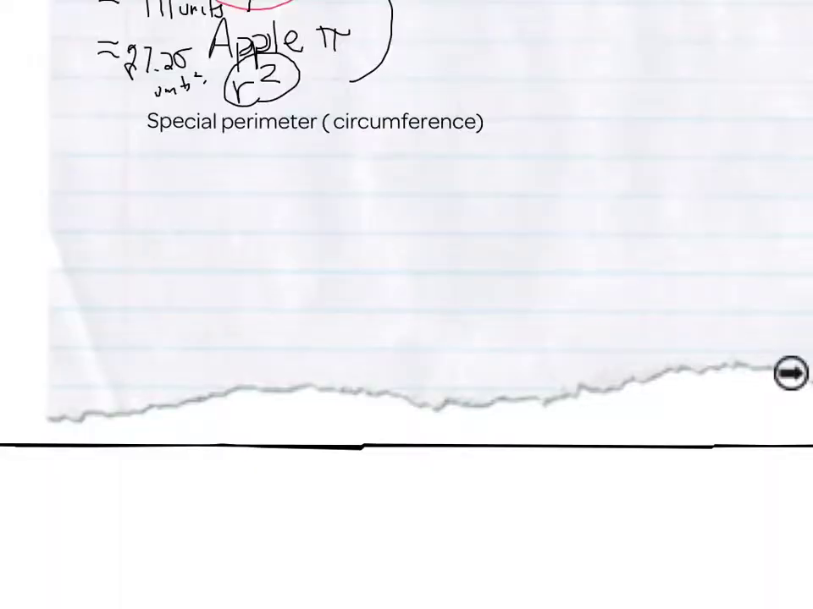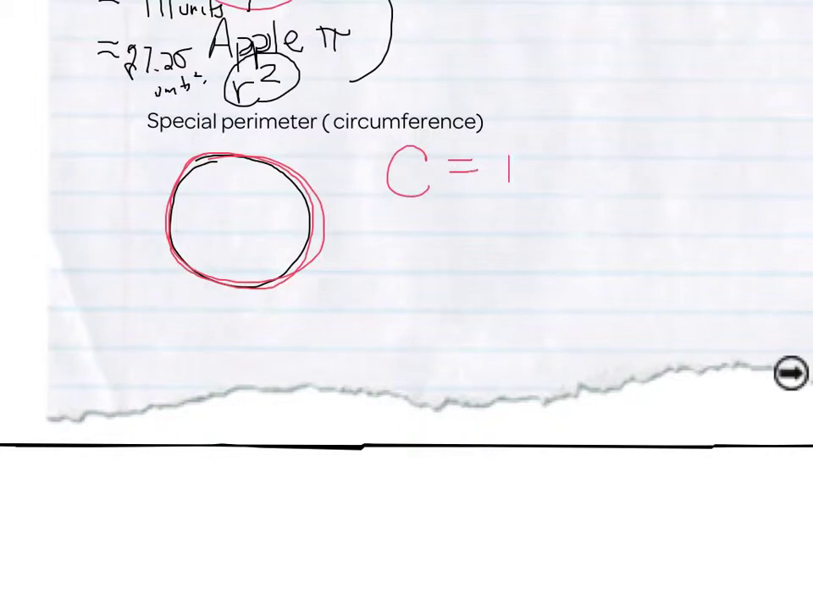Last but not least is a special perimeter, and that's of this type of figure. Here's a circle again. The circumference of a circle basically is the distance around the circle. Circumference equals pi times the diameter. The diameter goes from a point on the circle through the center to another point on the circle. So here's another diameter and another one.